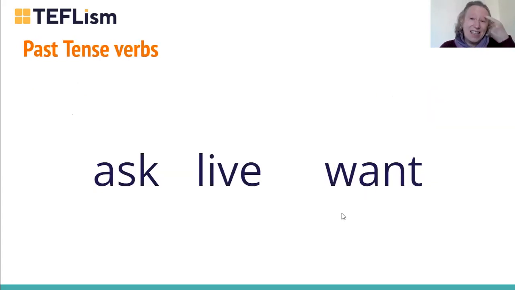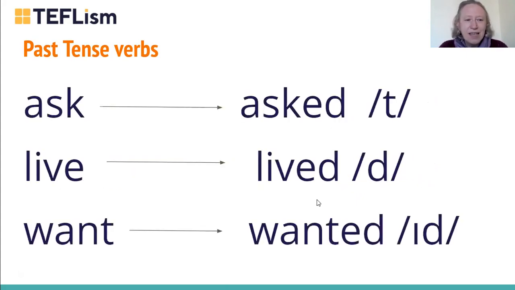Okay, this is the mistake that I often hear teachers make. It's with past tense verb endings. So we have three regular verbs here: asked, lived, wanted, but they all have different sounds, different endings. Let's look at them. Ask becomes asked. Live becomes lived. Want becomes wanted.